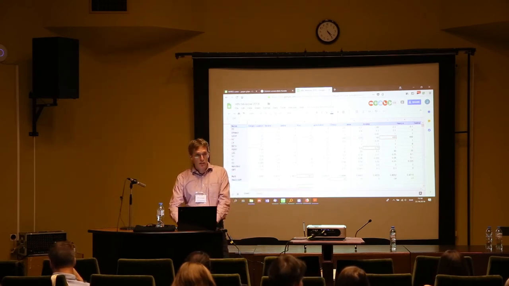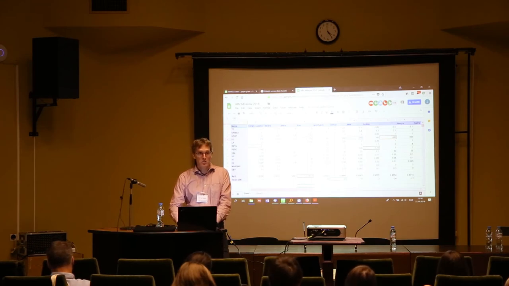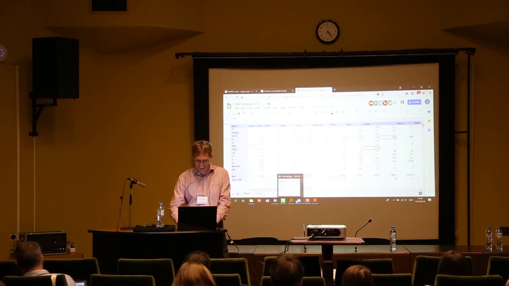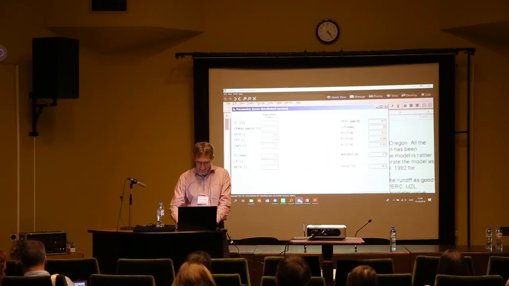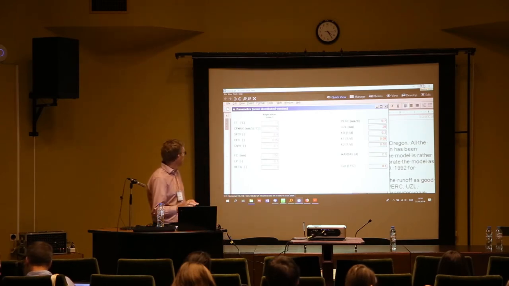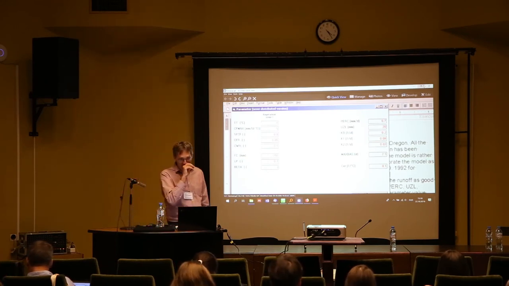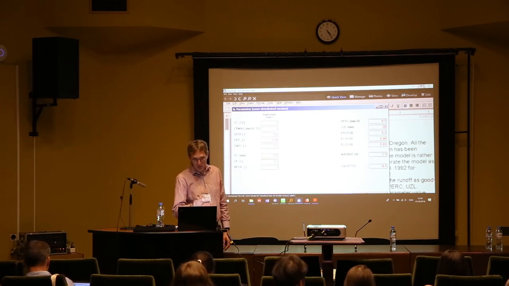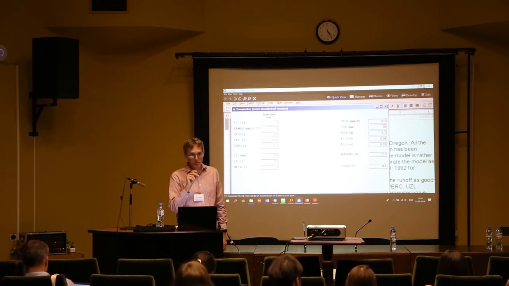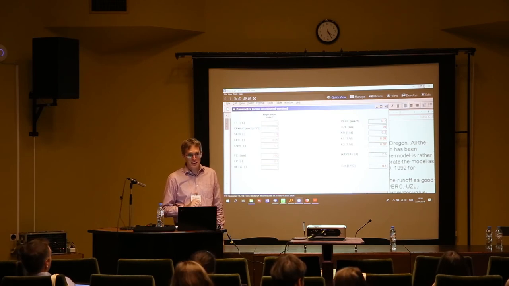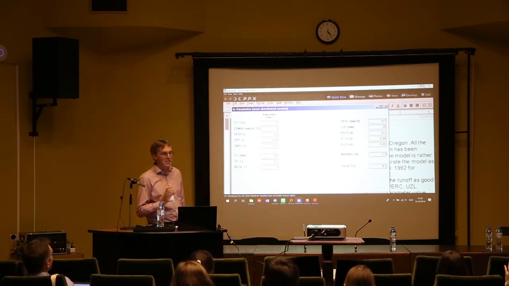Does anyone want to know the real parameters for HBV-land? Yeah, thank you. It would be scary if nobody said yes. These are the real values. As you see, if you compare these values to those which you achieved, even the winning model, they were not really the same.